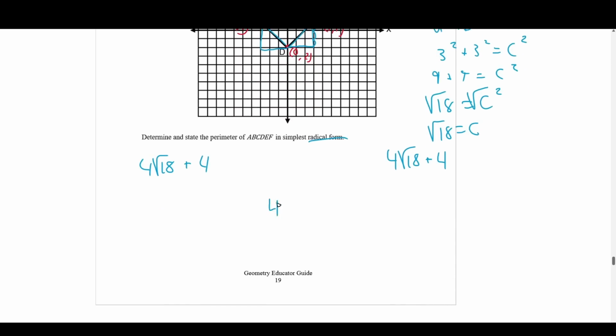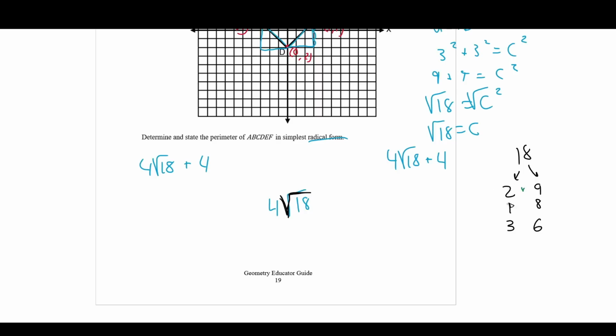So if I have 4 times radical 18, I'm only going to focus on whatever's on the inside of this radical, okay? When you want to do it in simplest radical form, you want to make sure that whatever's underneath the radical can't be split up into a perfect square. Now, can 18 be split up into a perfect square? Let's see. What are the factors of 18? Well, you can have 2 and 9. You can have 1 and 18. You can have 3 and 6. Oh, wait. I just went over a perfect square.